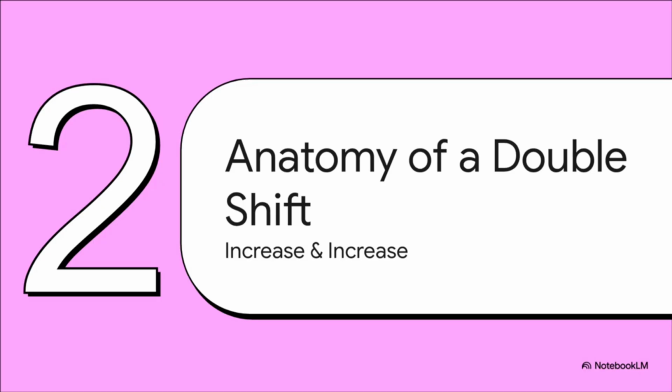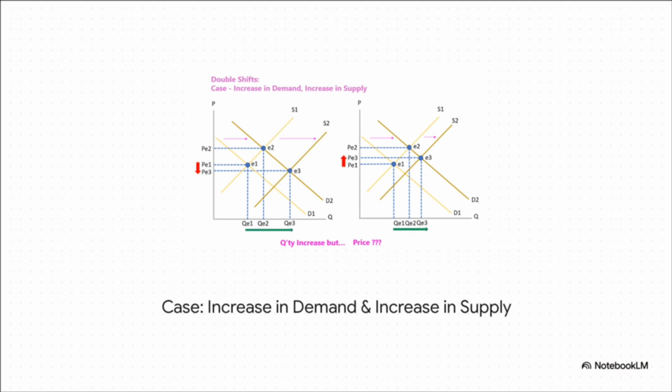All right, let's look at the anatomy of a double shift. We'll start with that very first case we mentioned. What happens when both demand and supply increase together? Let's see what this does to our friendly neighborhood equilibrium. Okay, take a look at the graph here. An increase in demand always shifts the curve to the right, so we go from D1 to D2. At the very same time, we've got an increase in supply, which also shifts its curve to the right, from S1 to S2. So our starting point, our old equilibrium at E1, has now moved to this new spot, E3.